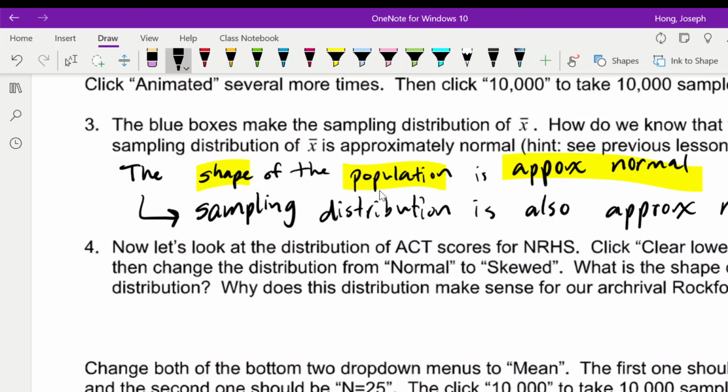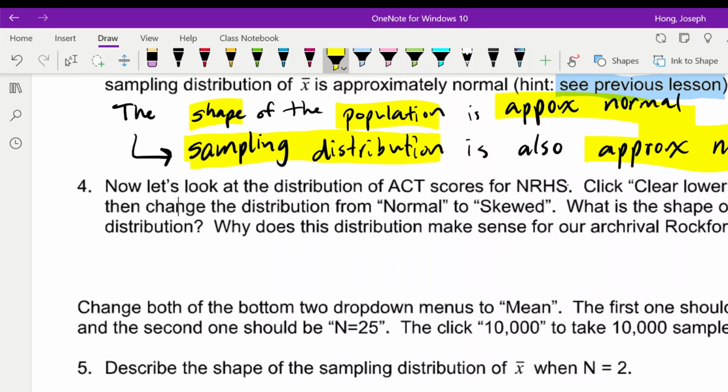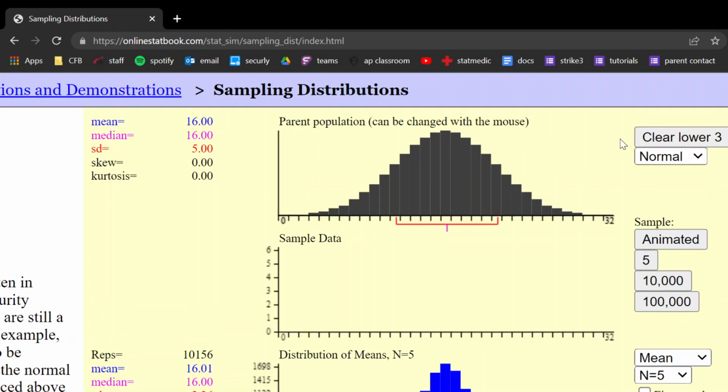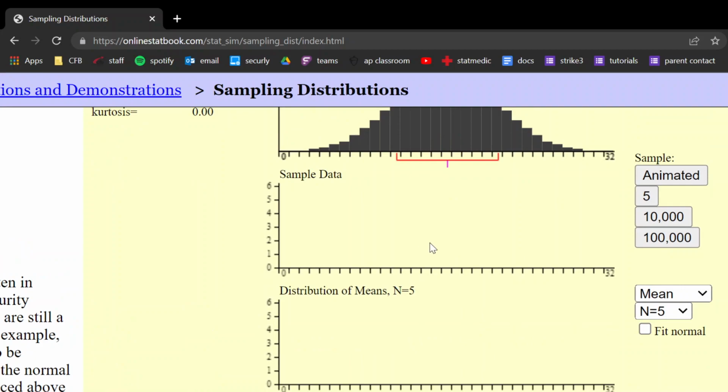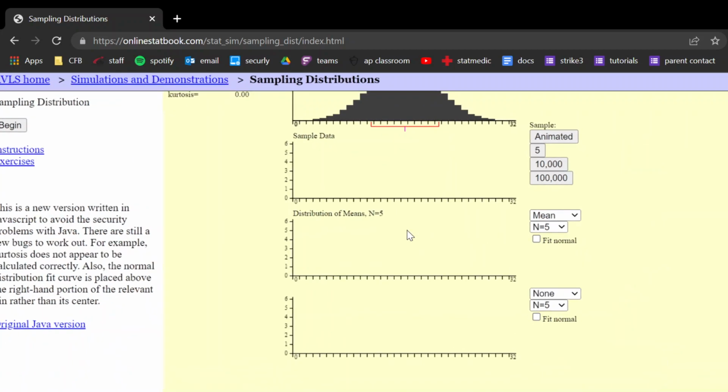This is a lesson that we learned previously in this unit. So that's why it says like, oh, like you should see previous lessons. So yeah, if the population is approximately normal, the sampling distribution also shares the same shape. So now let's look at this more. So click clear lower 3. So I'm going to do that. Clear lower 3, which is like these 3 tables right here.